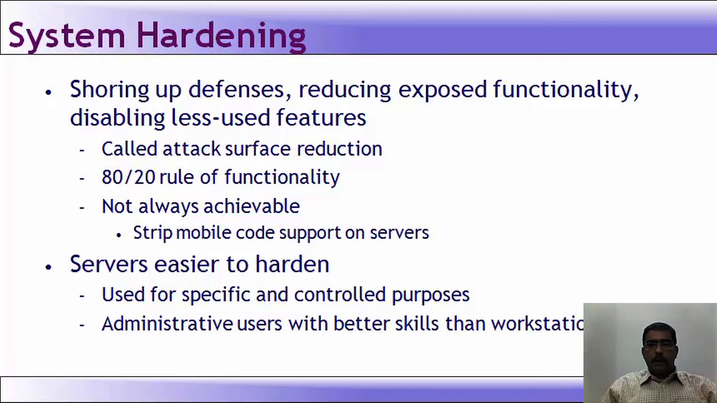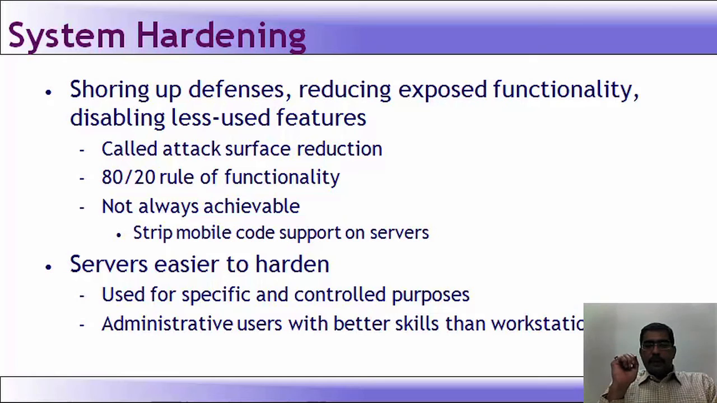System hardening. Shoring up defenses, reducing exposed functionality, disabling lesser or less frequently used features. In Microsoft, it is called attack surface reduction. Then apply the 80-20 rule of functionality. What it means is reduce the amount of functionality exposed to untrusted users and disable the rarely used features. The concept is simple.